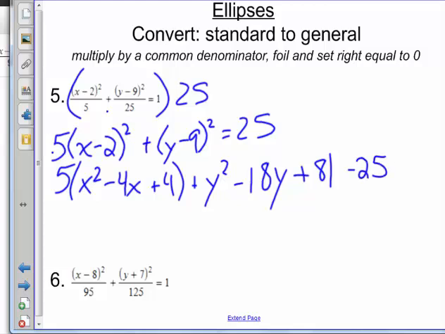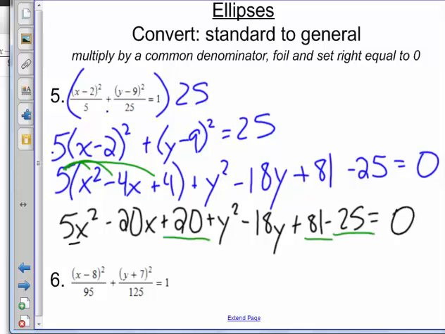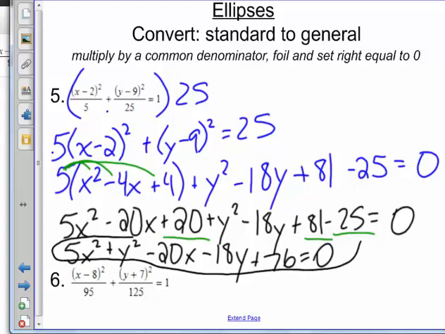So I'm going to go ahead and subtract that 25 over. Distribute this across everything. So 20 plus y squared minus 18y plus 81 minus 25 equals 0. Rearrange and combine like terms. So the numbers will all combine, and we're going to do it x squared, x, y, number. That is the end of this problem.